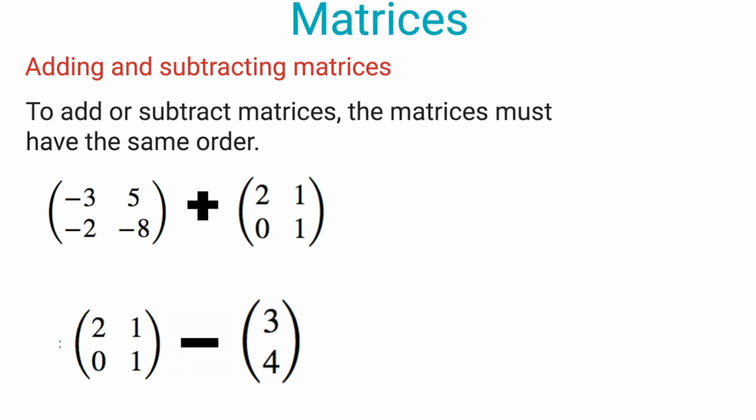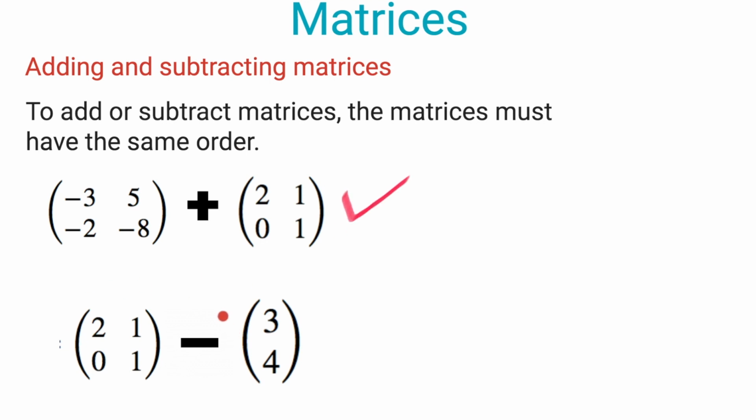Once we know what the order of a matrix is, let's see how we can add or subtract matrices. When you want to add or subtract matrices, you need to make sure that the orders of the 2 matrices are the same. If the matrices don't have the same order, you can't add them. Let's look at the first one here. What is the order of the first matrix? This is a square matrix, so it's 2 by 2. The second matrix here is also a square matrix, so the order is 2 by 2. That means these 2 matrices can be added.